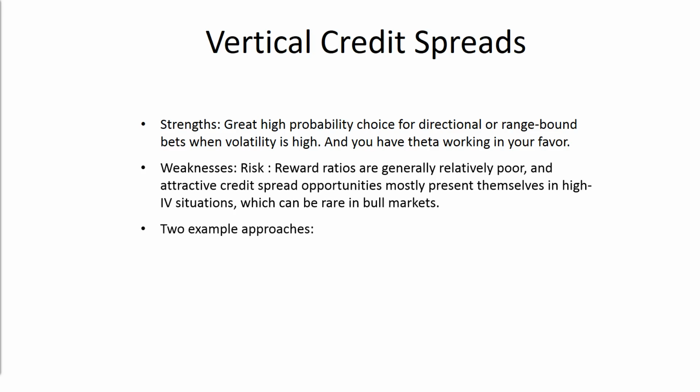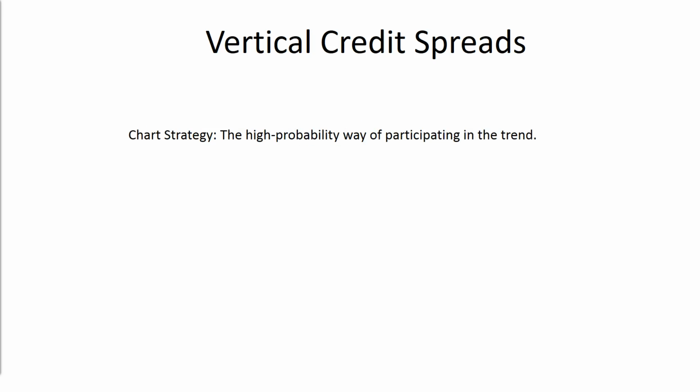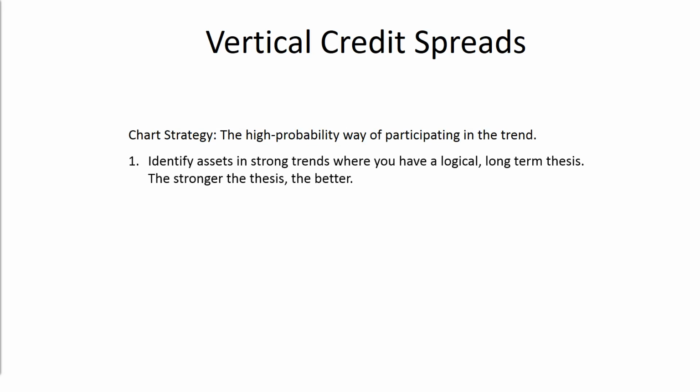Our two example approaches for credit spreads are the high probability way to participate in the trend, which is our chart approach, and the high probability way to play volatility crushes, which is a pure options approach. And we'll start with our chart approach, the high probability way of participating in the trend. So step one is to identify assets in strong trends where you have a logical long-term thesis. The stronger the thesis, the better. And in the debit spread section of your course, I went over a good example of a strong logical trend to give you an idea of what that looks like.